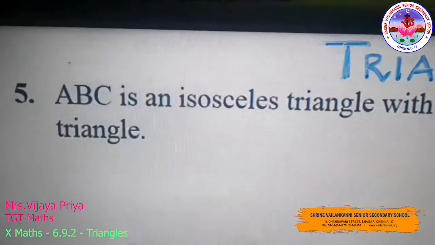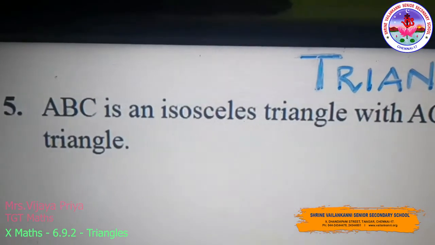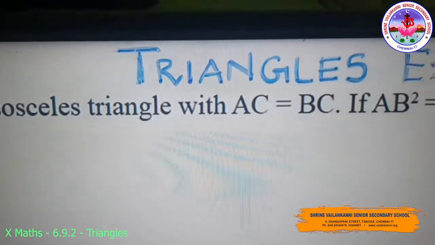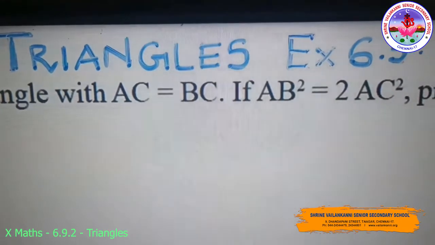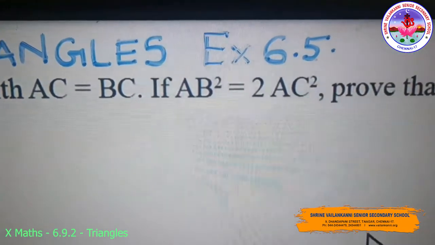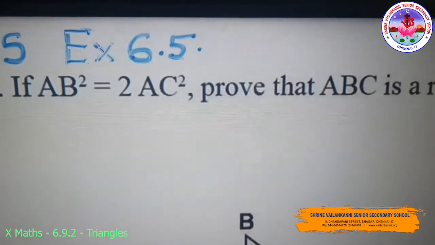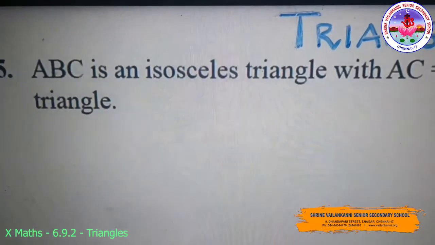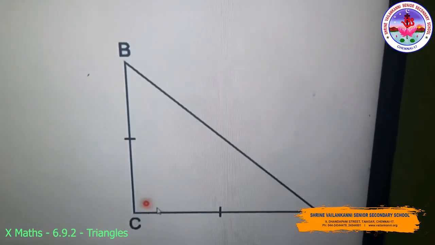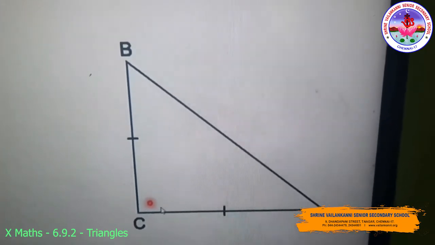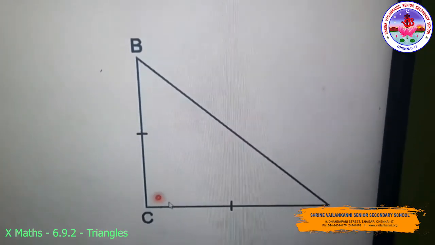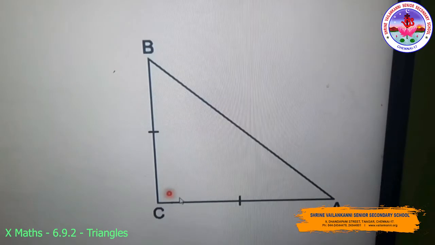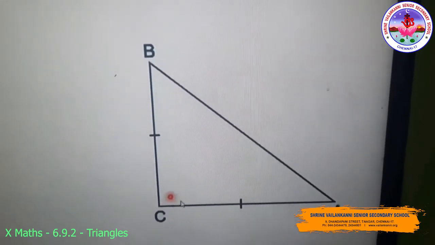Fifth problem. ABC is an isosceles triangle with AC equal to BC. If AB square is equal to 2AC square, prove that ABC is a right triangle. Now let us draw a triangle ABC, an isosceles triangle with AC equal to BC in length. We want to prove that this triangle ABC is a right angled isosceles triangle.